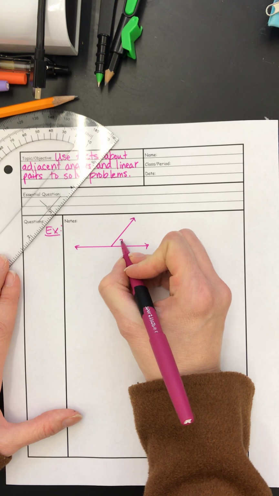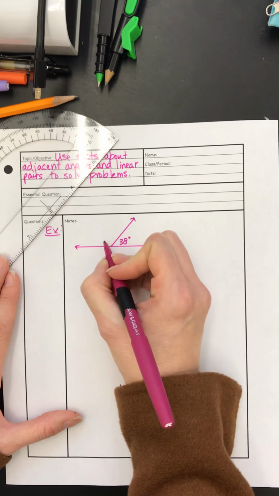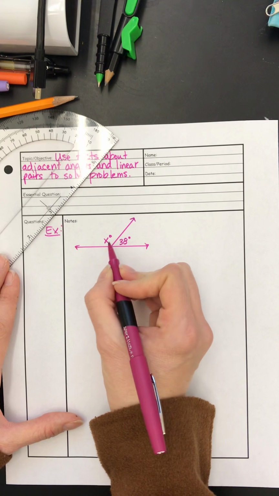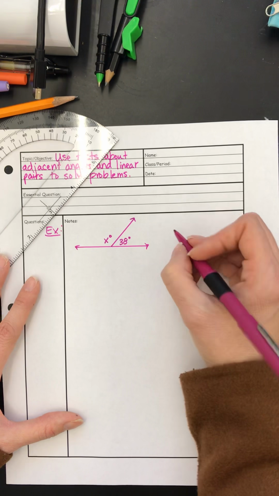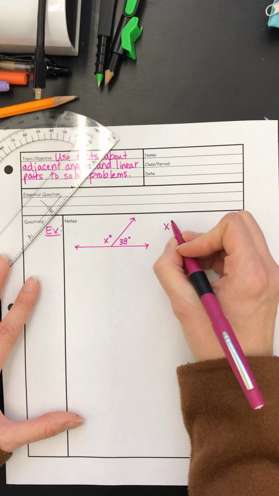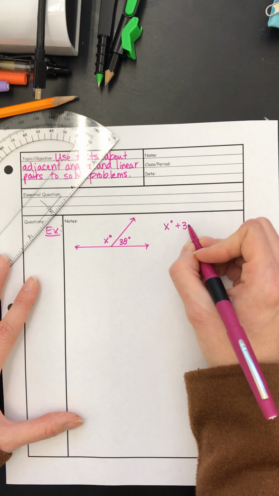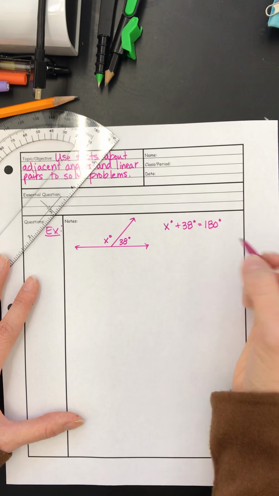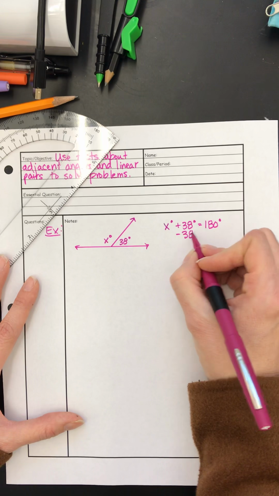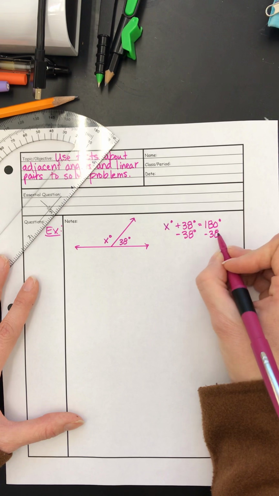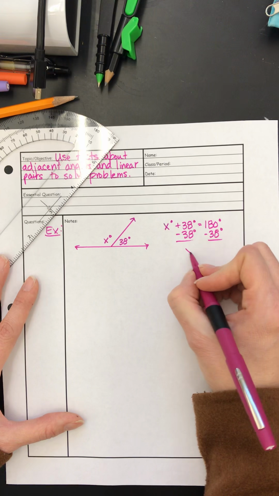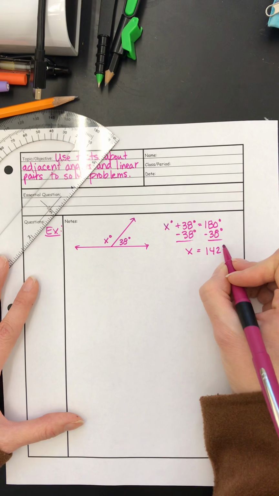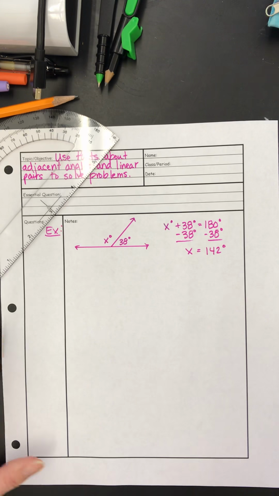Okay, so this is 38 degrees, and we would like to find x. We know that all linear pairs add up to 180 degrees. They are supplementary. So we can say x degrees plus 38 degrees is equal to 180 degrees. And then we're just solving for x here. So we have x is equal to 142 degrees, okay?